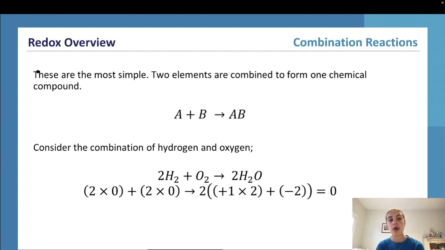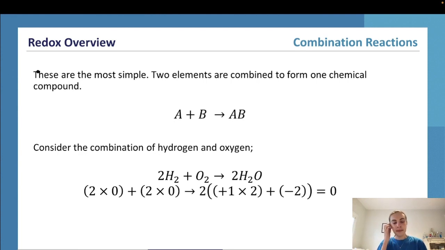So our combination reactions, these are the most simple type of reaction which we consider. They're quite basic and typically don't require an extensive amount of balancing. And essentially they're where two different elements are going to be combined to then form one chemical compound. And so we can consider the combination of hydrogen and oxygen. So for example, where we've got 2H2 plus O2, and that's going to make 2H2O.